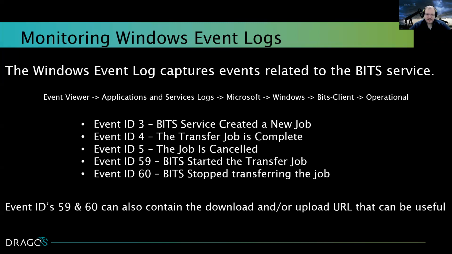So event ID 3 is BITS service created a new job. This is the equivalent of me doing bitsadmin.exe /create Dragos. That's me creating the Dragos job. This would show up in Event Viewer, event ID 3, Dragos job was created. Event ID 4, transfer job is complete. Again, that's me forcing it to go ahead, run it right now. Don't worry about the queue.